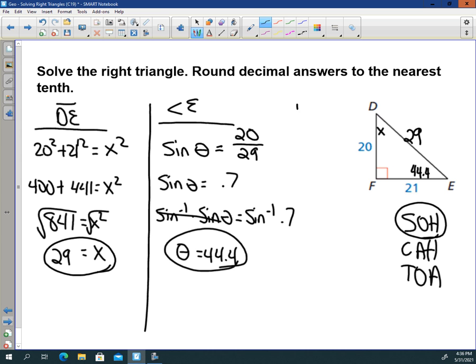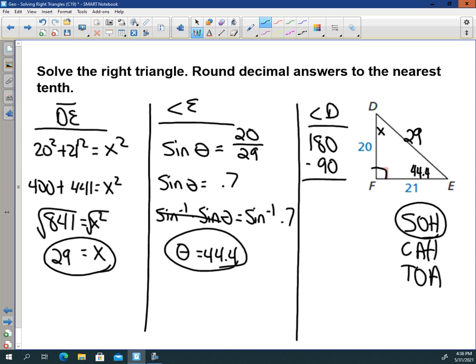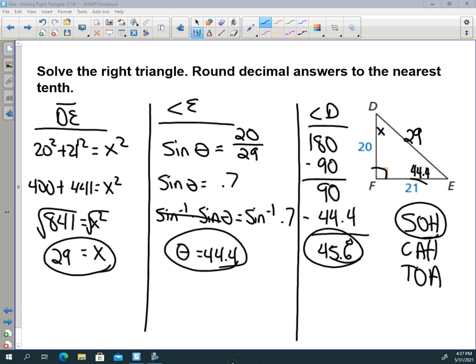But that's not a problem, because we can find angle D by subtracting from 180. We already know we've got a 90 degree angle here. So it's going to be 180 minus 90, which is 90. And then we got to subtract out this 44.4. 90 minus 44.4 is 45.6. And there you go. There's your last angle measure, 45.6. And that is a solved right triangle.